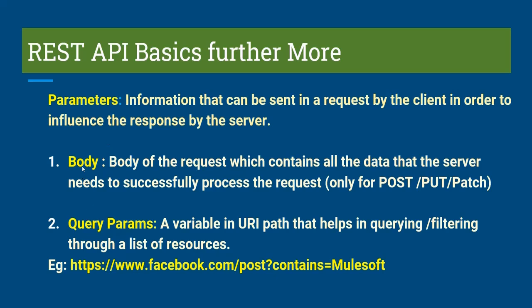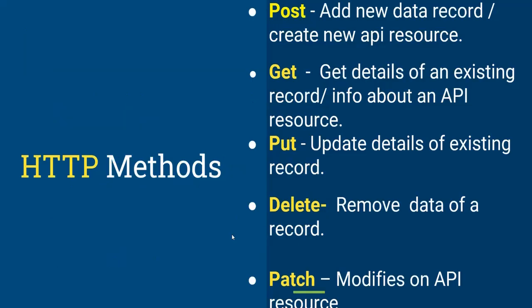The first one is body. In the request body, we can send some data to the server to create a resource or to update a resource. For POST and PUT methods, we are going to send some data in the request body, because POST means add a new data record in the server or API. What data is it going to add? You need to tell that, right?